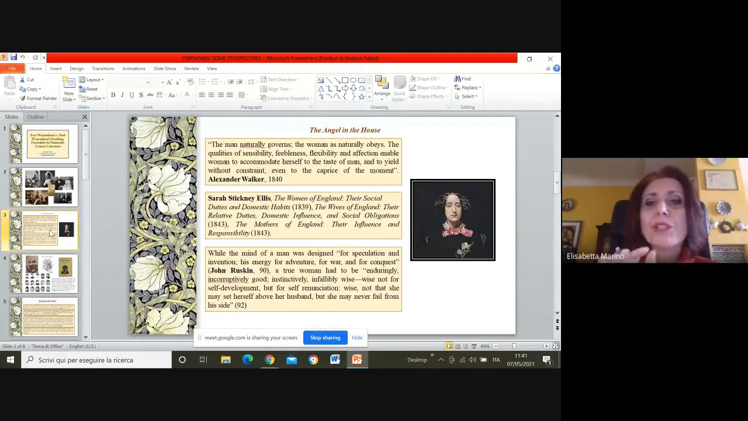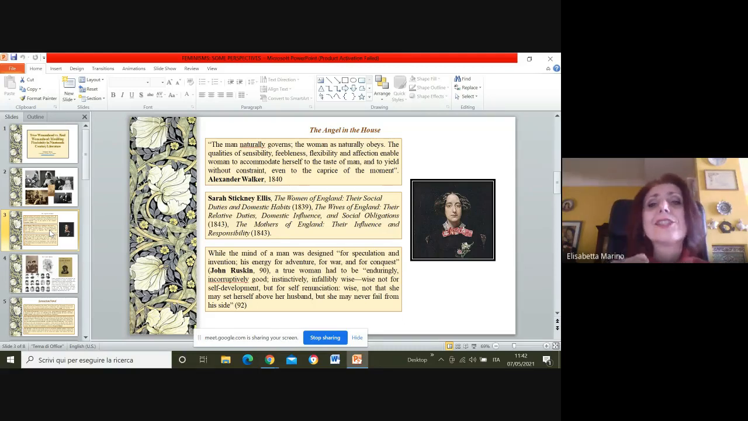If you look at the first quotation, it is taken from a book by Alexander Walker, who was probably the most prominent doctor in those days. And he speaks as a scientist, as a doctor. And he says, and I read, "The man naturally governs, the woman as naturally obeys. The qualities of sensibility, feebleness, flexibility, and affection enable woman to accommodate herself to the taste of man and to yield without constraint even to the caprice of the moment."